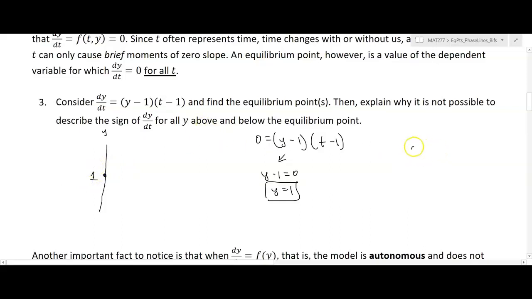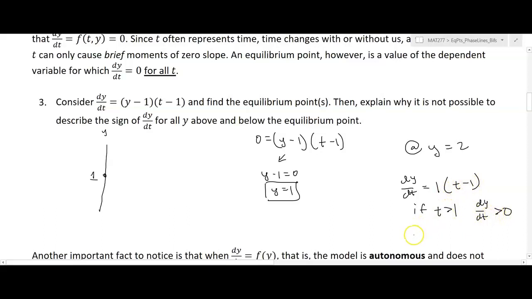Well, if y is bigger than 1, let's say at y equals 2, then that means dy/dt is going to equal 2 minus 1, which is 1, times (t minus 1). So just knowing that y is 2 does not allow me to conclude that dy/dt is positive or negative, because look at this. dy/dt can still have an issue in that if t is bigger than 1, then dy/dt is going to be positive, right?